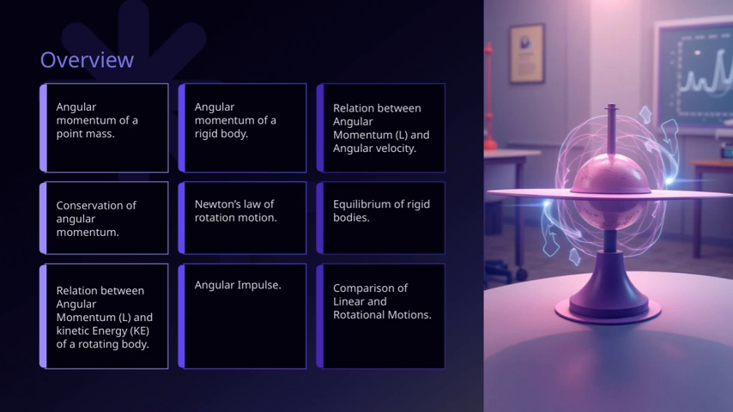The conservation of angular momentum is a key principle. When no external torque acts on a system, its total angular momentum remains constant. This conservation explains many phenomena, from spinning figure skaters to planetary motion. Finally, the angular momentum of a point mass is the product of its position vector and its linear momentum. Understanding this helps us grasp how individual particles contribute to the overall angular momentum of a system.